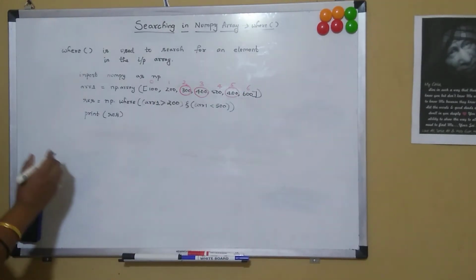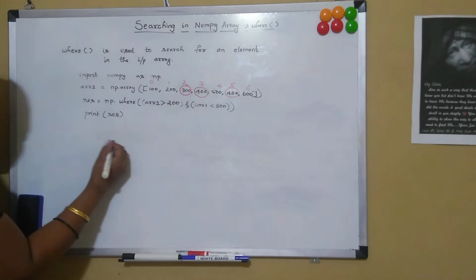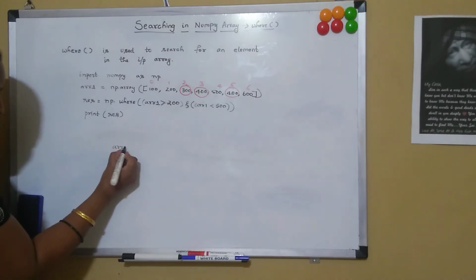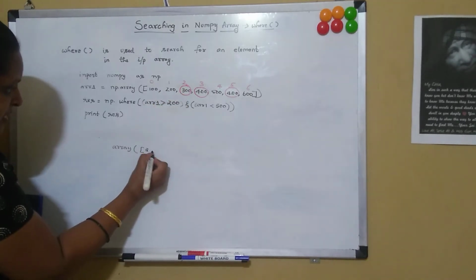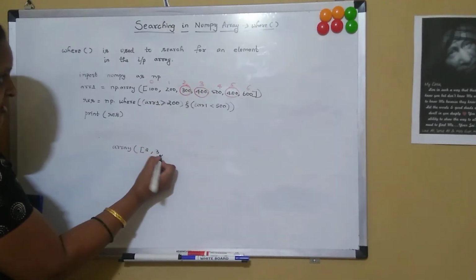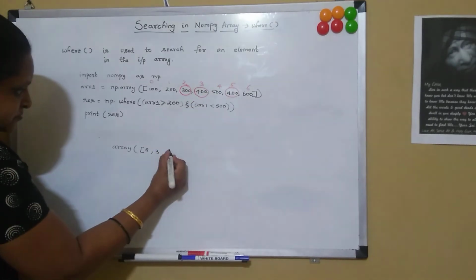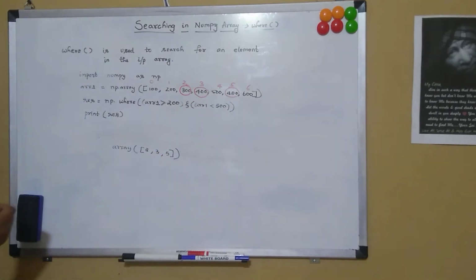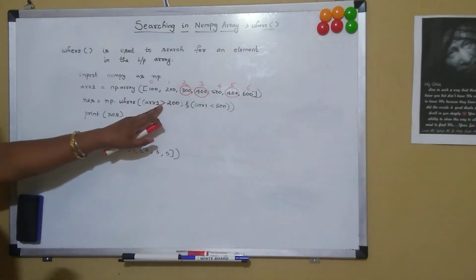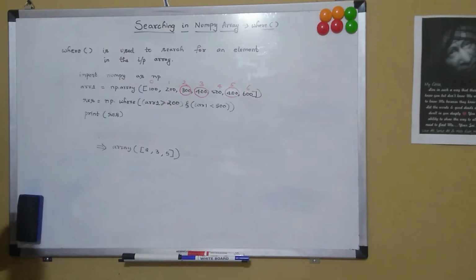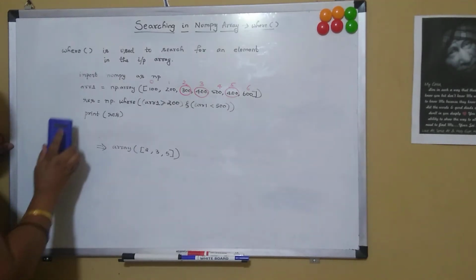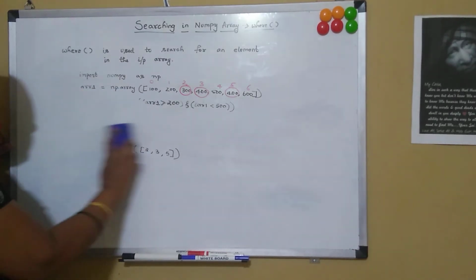So when I print my result, it will give the output array 2, 3, 5. So this is the result which it gives. It gives the index values where the condition is satisfied for the element in the input array. So these are the index values with just the condition. Now let's move on to the second type.